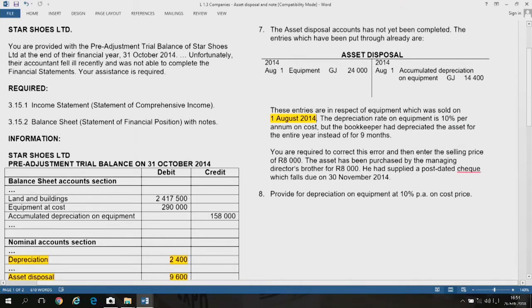so I'm going to copy that: 2014 August the 1st, equipment on the debit side, 24,000 Rand. Remember, what is the 24,000 Rand? That is your cost price. 2014, August the 1st, on the credit side, accumulated depreciation on equipment, GJ, 14,400 Rand. I will come back there. I just want to quickly do the steps.